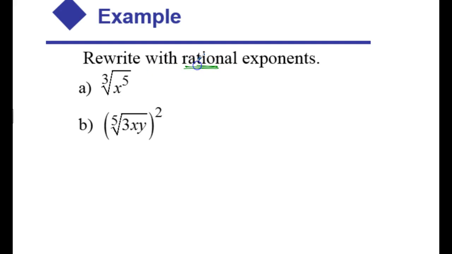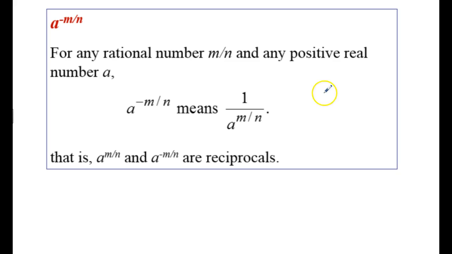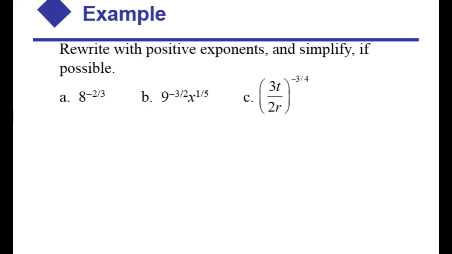Rewrite as rational exponents. So roots grow on the bottom, so I'm going to put this as 5/3 and 3xy to the 2/5 power. And author agrees. Negative exponents mean reciprocal. So if you have 2/3 to the negative first, that's 3/2. And the same thing works for rational exponents as well.